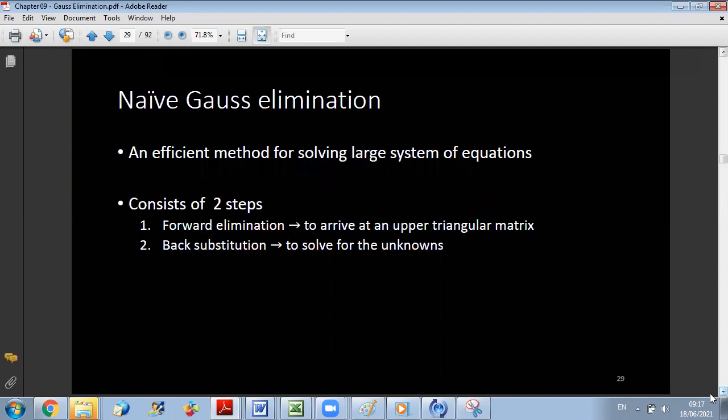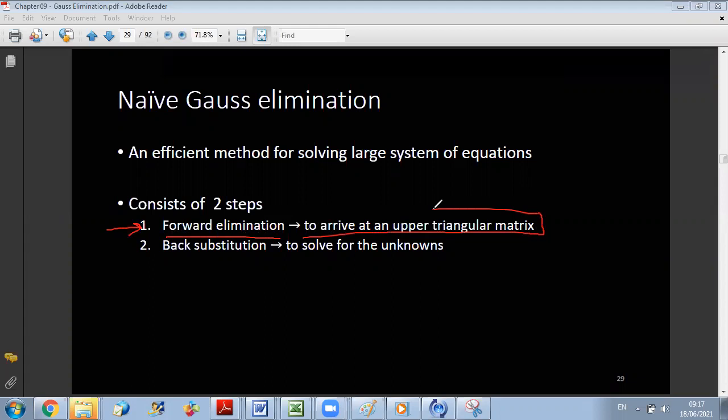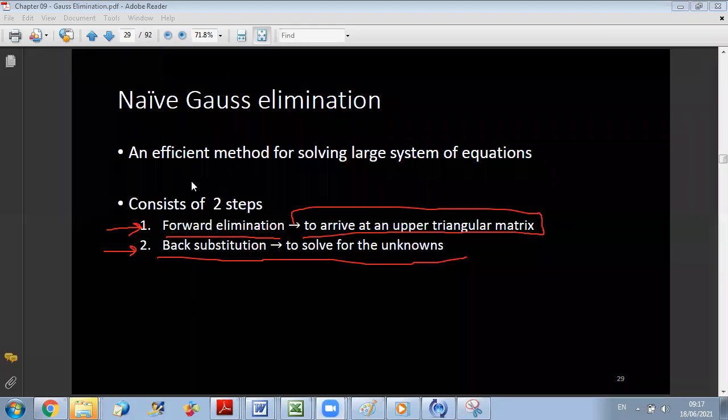This is why we will first introduce one method which is called naive Gauss elimination, which is an efficient method for solving large systems of equations, and it consists mainly of two steps. The two steps are first forward elimination, in which we want to reach an upper triangular matrix, and you will understand now what we mean by this. And the second step will be to do back substitution to solve for the unknowns. So at the end of the explanation, you will understand what these two steps are.